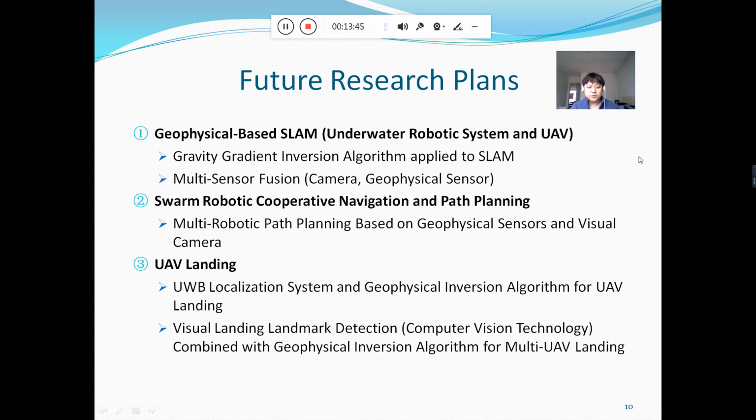Finally, I'm trying to continue my research on UAV landing, and I hope to use visual information, geophysical information, and the UWB technology together to realize the UAV landing on the mobile robot. So this is my future research plan.